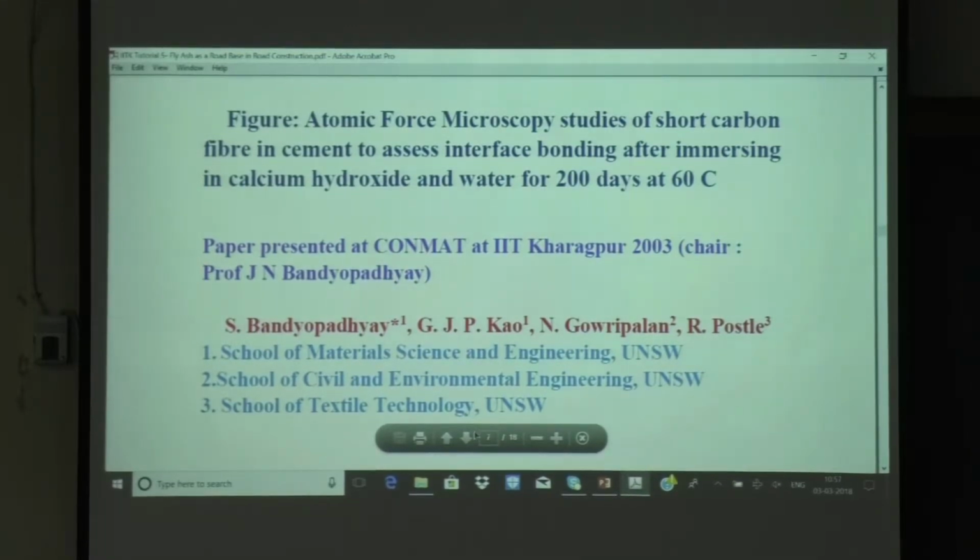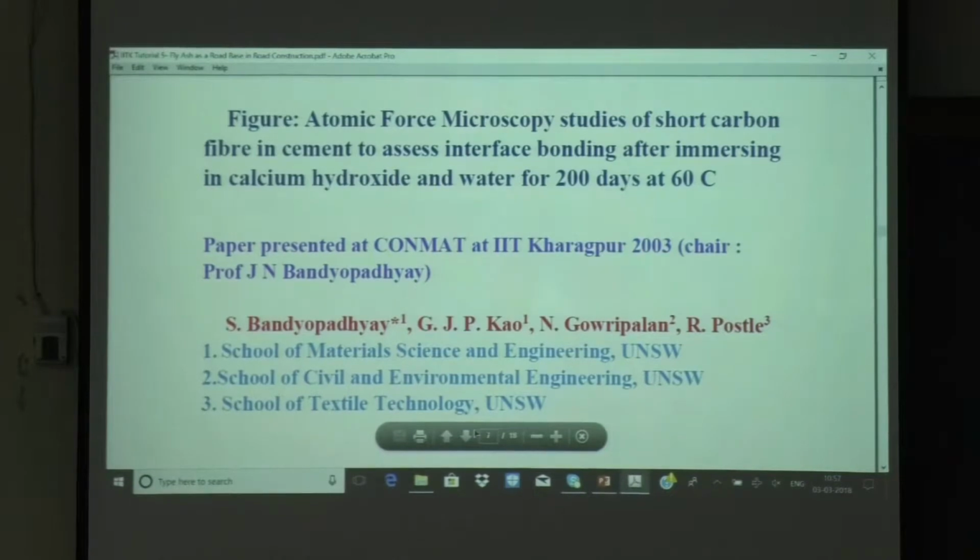So from a construction point of view, road construction, you can do the study, because short milled carbon fiber can also be a reinforcing agent in cement. And then through the epoxy, or other materials, you bond them, and one can do it.